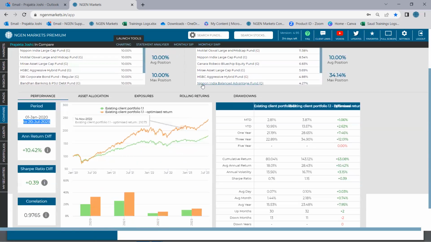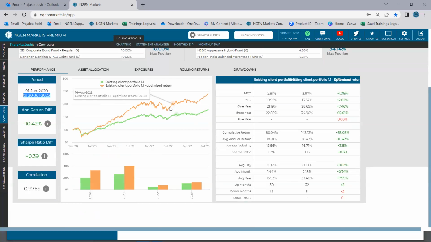Okay. So I'll just interpret this for you. There's an annual return differential of 10.5% with the optimized portfolio against the existing portfolio, which is non-optimized, of course. The month to date differentials are definitely highlighted here. For that, you will have to check the table that is created here. First of all, the orange line, which is the existing client's portfolio optimized return, is plotted right here. This is the orange line for the optimized portfolio. On the other hand, the existing client portfolio is the green line, which is non-optimized.